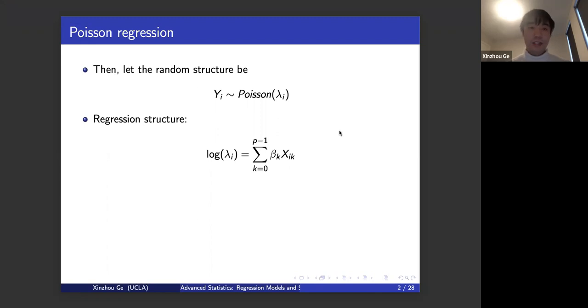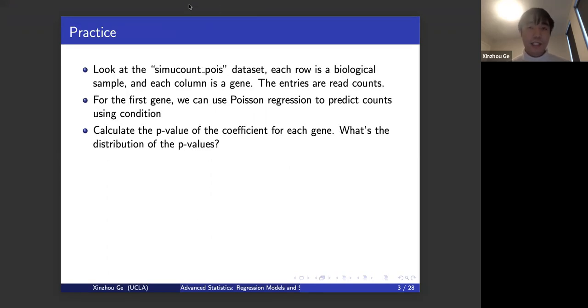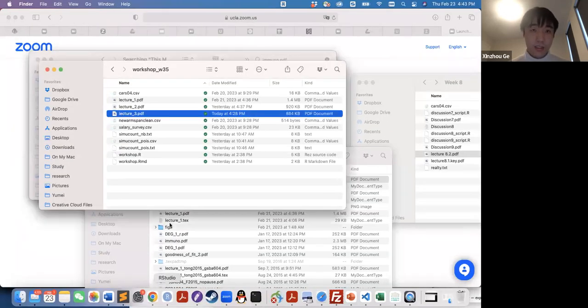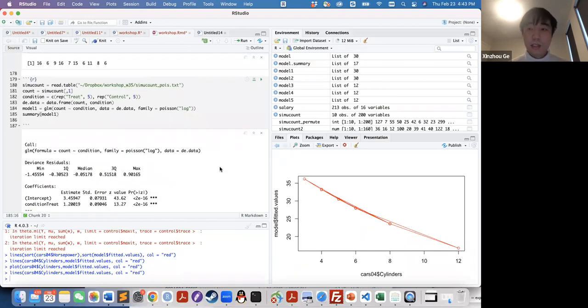And let's go to the example that we stopped at yesterday. So yesterday we were looking at the simulcount Poisson dataset, which is a simulated dataset which was generated by myself. In this dataset, each row is a biological sample and each column is a gene. And the entries are read counts. So let's look at the dataset again to see what the data look like.